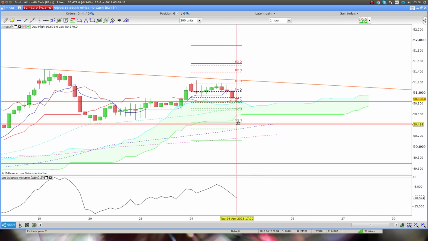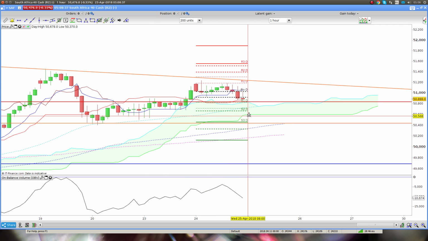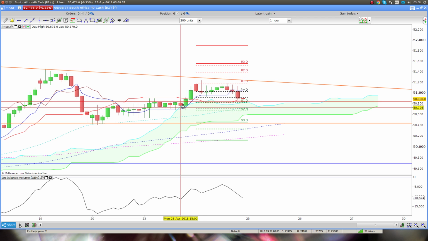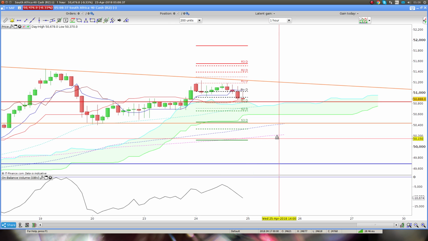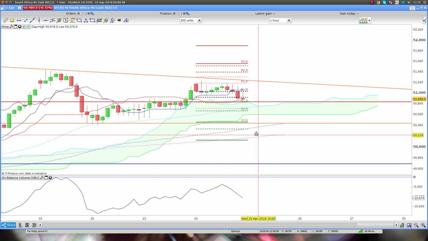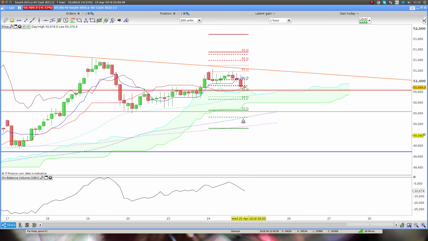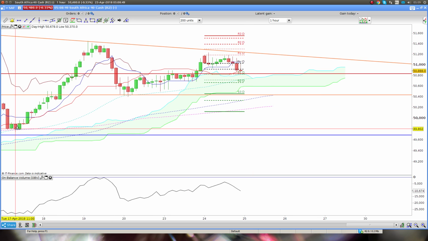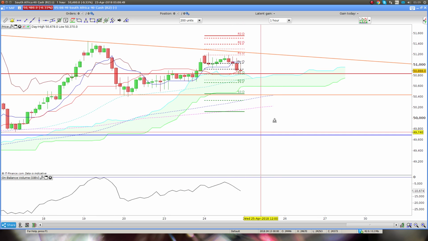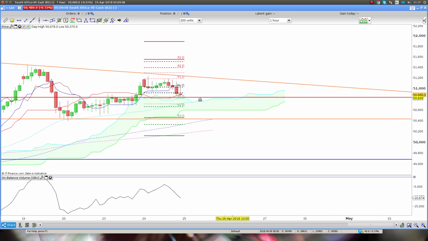So it could very well close the gap, but I think for me it'll be a test of either the underside of the cloud or a test of all of these pin bars here before it turns around. Bear in mind that you do have the 200-hour MA sitting here, so that would be an area of resistance as well. If that goes, then expect this level and the weekly Tenkan-sen. So yeah, short it is today.